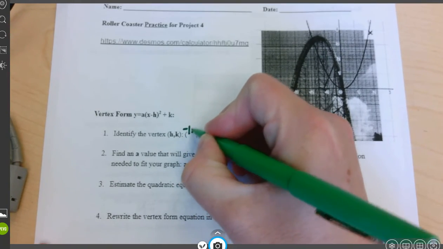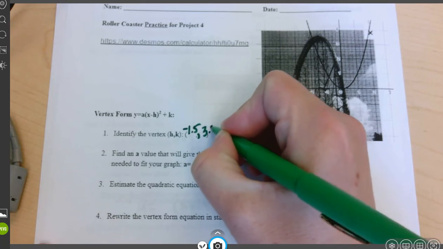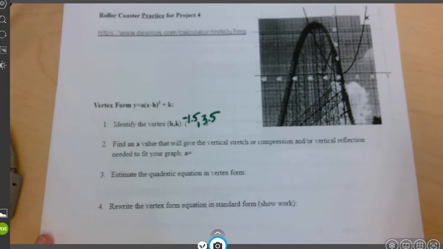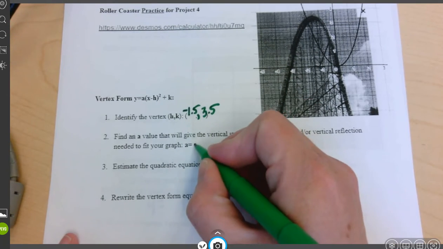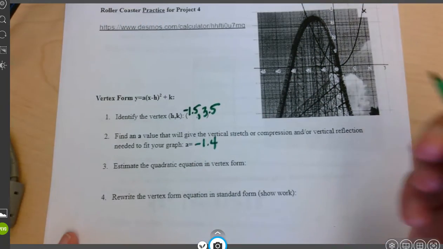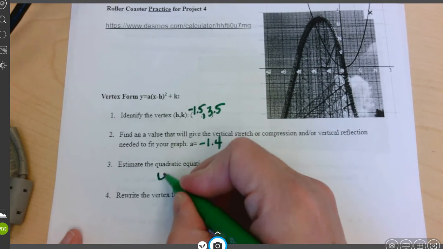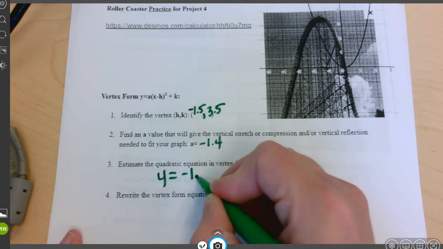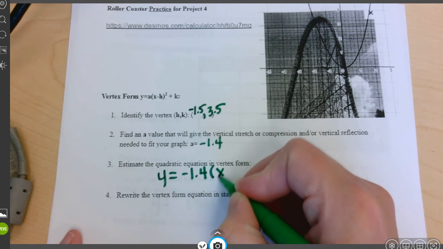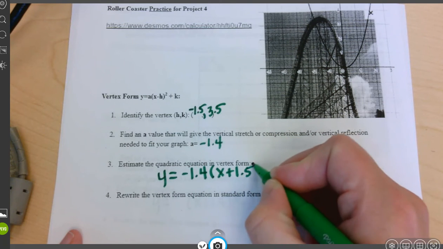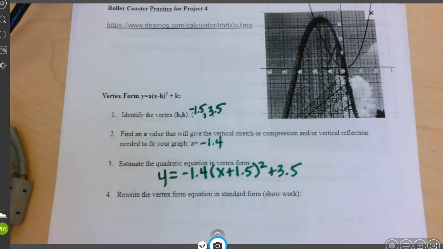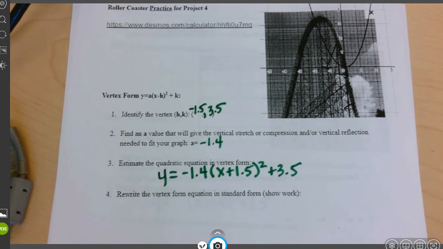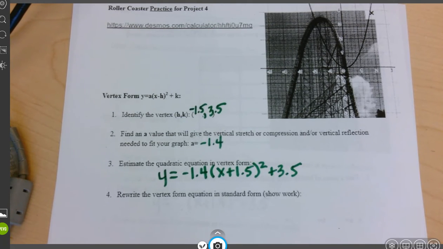So we went back to Jaden's original vertex of negative 1.5 comma 3.5. And we found that the A value that was going to both reflect it and stretch it just a little bit was negative 1.4. So our equation in vertex form was y equals negative 1.4 (x plus 1.5) squared plus 3.5. All right, remember that's different from the first thing we wrote. We figured it out as we went through it.